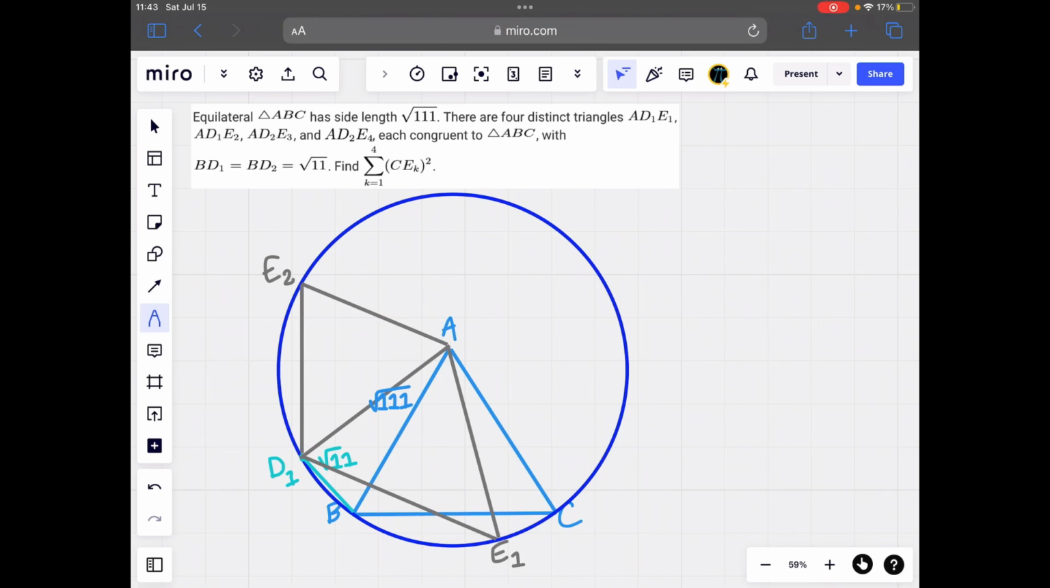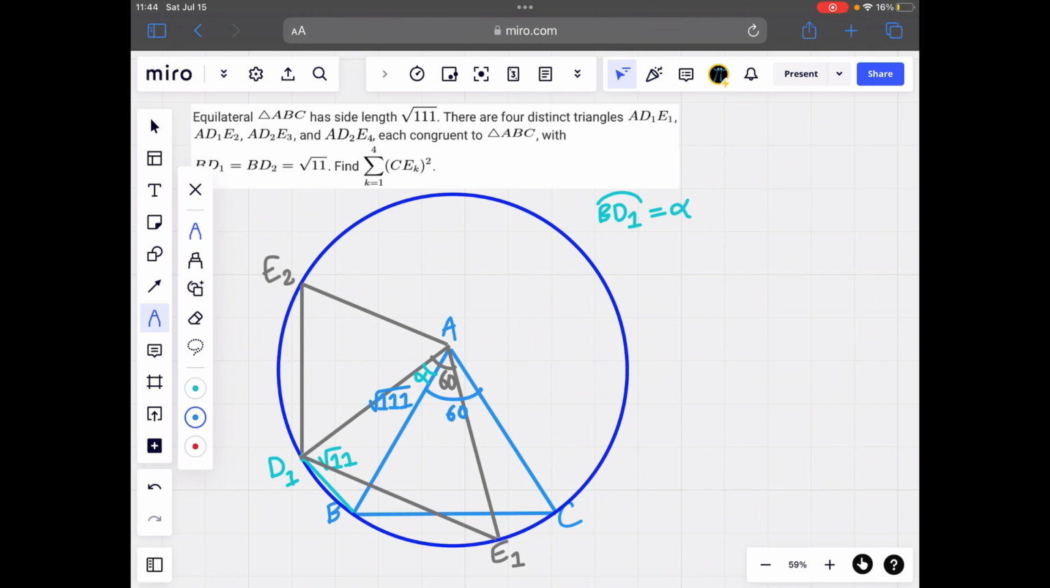at A and D1. Then, instead of doing the direct length computations with the CEs, let's just focus on the arcs they cut off on that circle centered at A with radius root 111. So we can start by letting this arc BD1 equal alpha. So I'll write that here. BD1, the arc is equal to alpha. Then, since ABC is an equilateral triangle and so is AD1E1, that means that this arc here, D1E1, is equal to 60. But so is arc BAC here. That's also equal to 60.